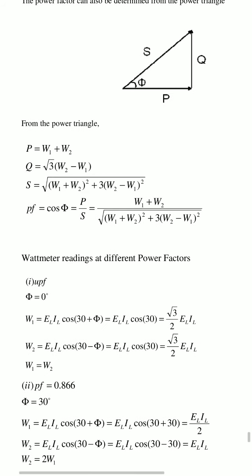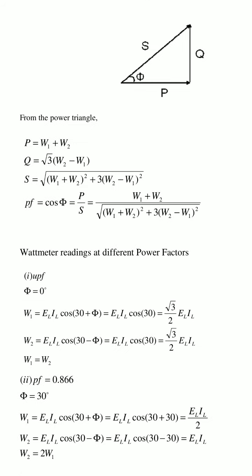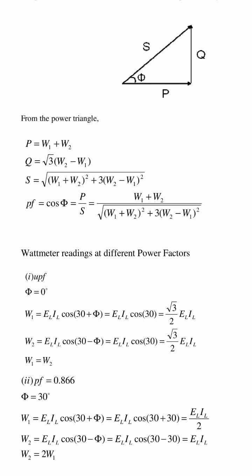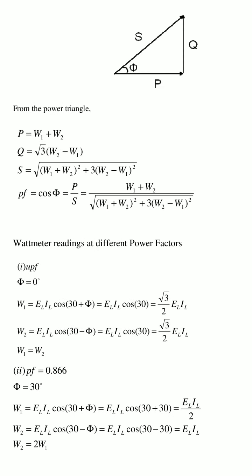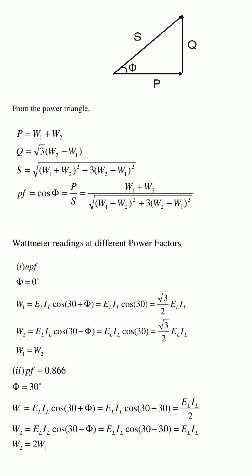Now P is equal to W1 plus W2 and Q is root 3 into (W2 minus W1). So here S is nothing but the square root of P squared plus Q squared. What is P? P is W1 plus W2. What is Q? Root 3 (W2 minus W1). Here S is equal to the square root of (W1 plus W2) squared plus 3 (W2 minus W1) squared.